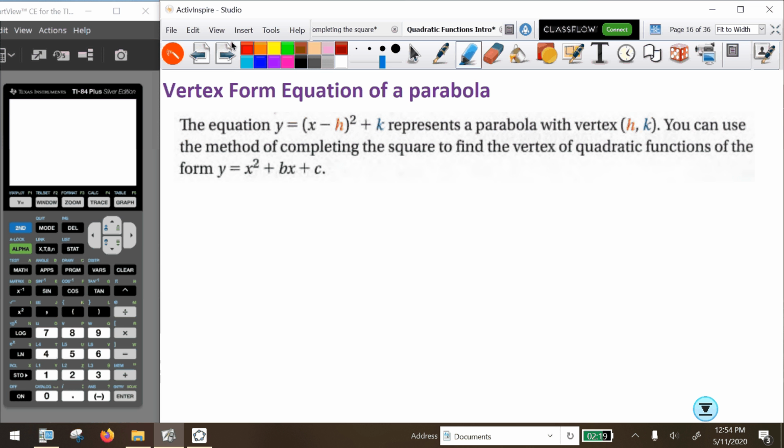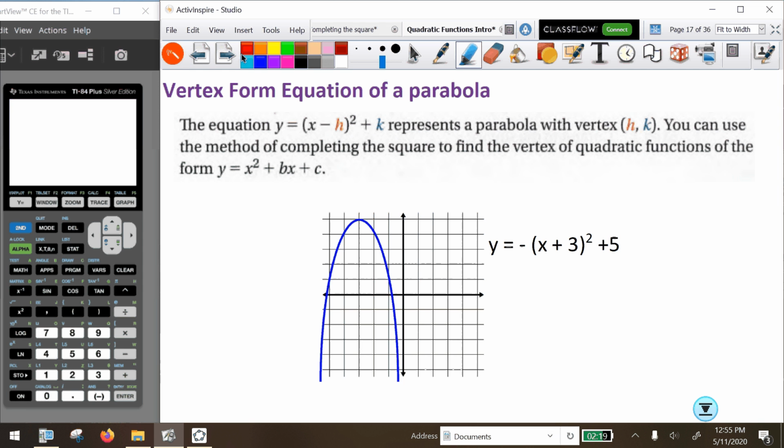Notice that in the formula there's a minus h, and just like what we did back when we did point slope form, whenever there's a minus, we give the opposite of that coordinate. And here's an example of that. This is a parabola that's graphed. Notice it's upside down and has a negative in the front, and that's actually why it's upside down. But we're going to just focus on the vertex.